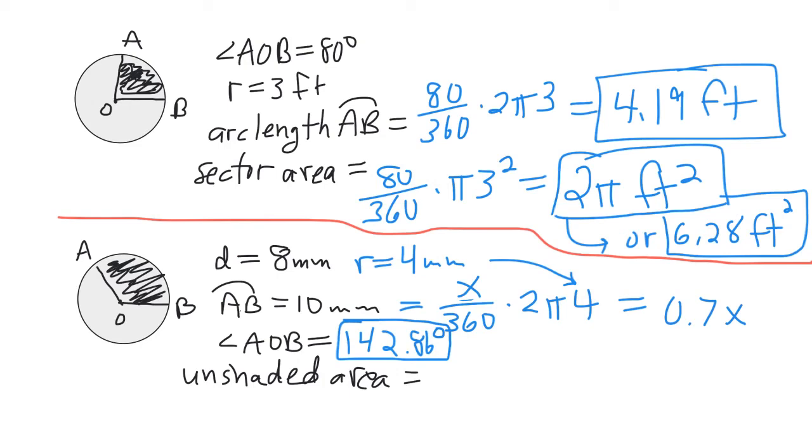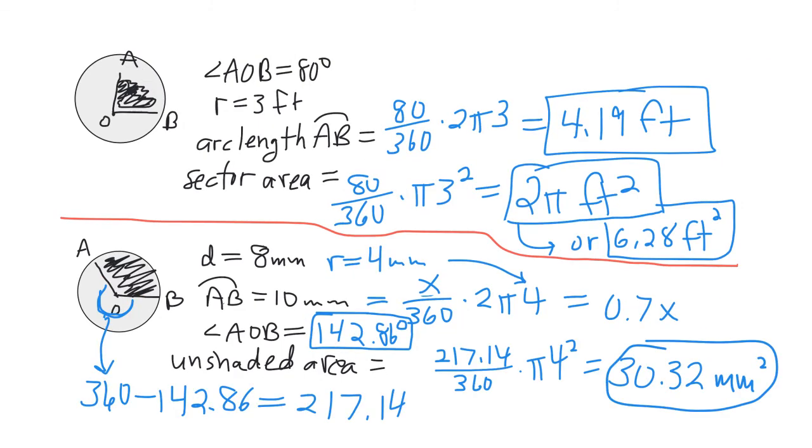Now, I want the unshaded area over here. Now, I know that this central angle is 142.86. I know that the entire thing is 360. So this big giant angle over here is what adds to this to make 360. So I figure out what this very large angle is over here, 360 minus my central angle. And then that is the fraction over 360 that I multiply times the area formula, pi r squared, to get my area of the unshaded part of this circle.